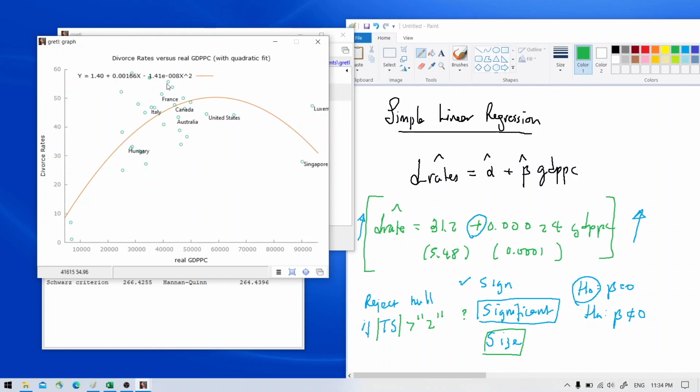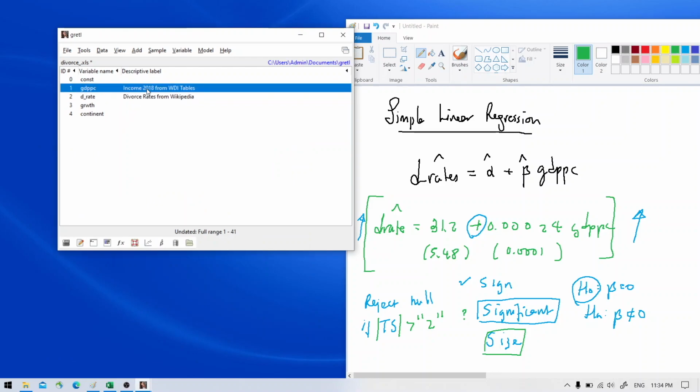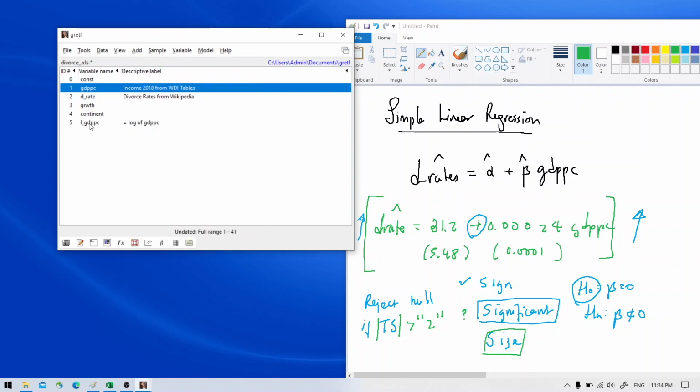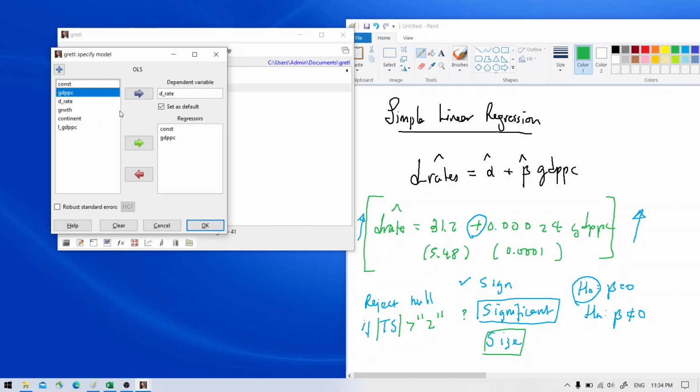But we want to leave it linear. So what can we do? We can run a log form of this version. Let me explain. We can take the log of GDP per capita by right-clicking and hitting this button, Add log, or you can go up here to Add and choose log of selected variables. Either way, it will create another variable, which is the log of GDP per capita. So if you run the regression this time with the log, let's try that, Model OLS, instead of GDP per capita here, I'll put the log of income and run the model.